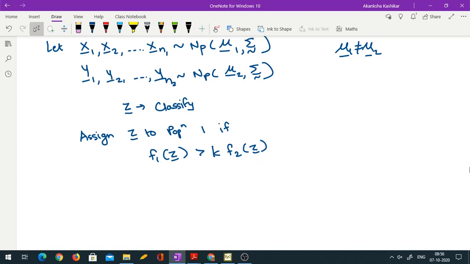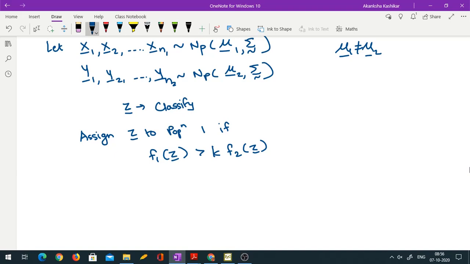Technically this is like a marginal probability. Technically this is like a conditional probability: the probability of Z coming from population 1 given that Z has this value. If our prior probabilities are different, then things will also change, but we'll talk about prior probabilities later. Right now just focus on these probabilities.